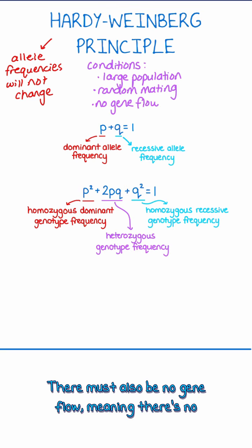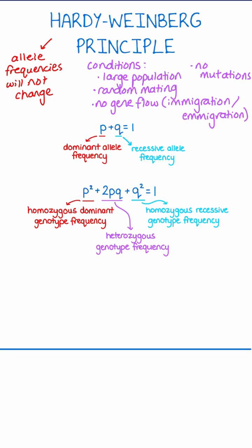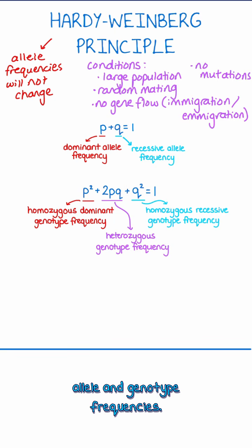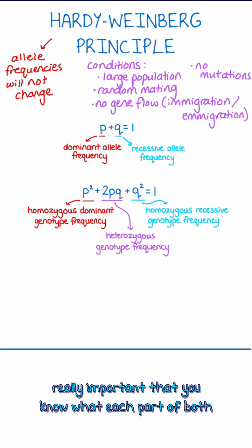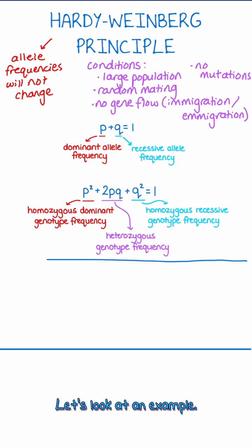There must also be no gene flow, meaning there's no immigration or emigration, and there must be no mutations or natural selection. The Hardy-Weinberg equations can be used to calculate allele and genotype frequencies. In these equations, P and Q are interchangeable, and it's really important that you know what each part of both equations represents. Let's look at an example.